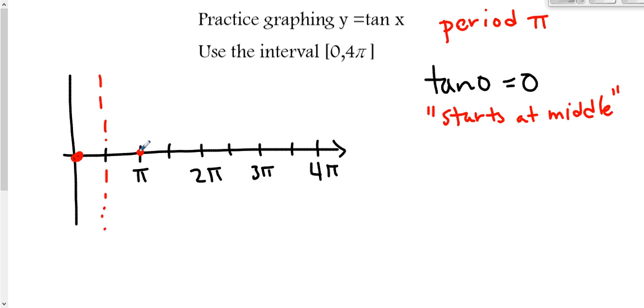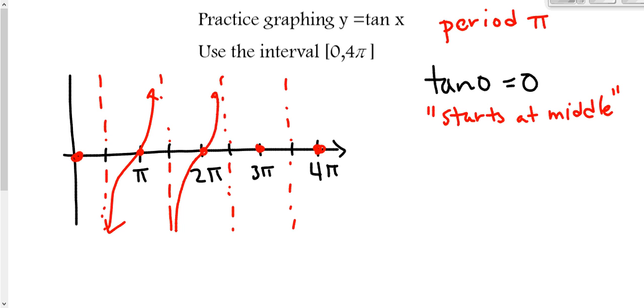So what you want to do is put your zeros in place and then your asymptotes in place. A zero, an asymptote. A zero, an asymptote. A zero, an asymptote. Do that until you get to where you're told to stop. We're told to start at 0 and stop at 4 pi. And now you put those curves in place, tangent curves. Have fun with it. They're kind of fun to draw. Now, because I started at 0, I only have half a curve on the left, and because I'm ending at 4 pi, I only have half a curve on the right.